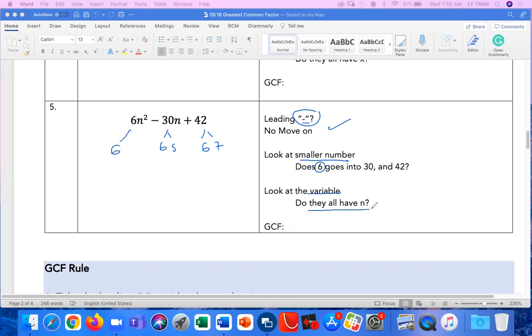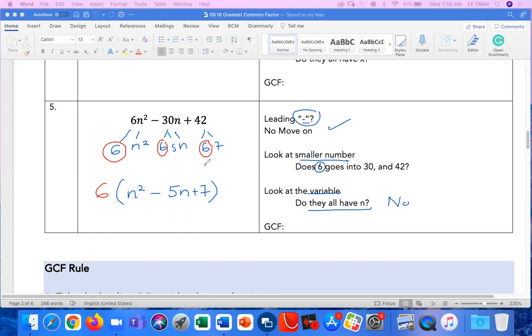Look at the variable. Do all of them have n? No, right? This one has n squared, this one has n, but this one doesn't have n. So for this one, I will not break it down. I just bring it down because there's really nothing to break down here. I will look for a common factor. So this one has 6, this one has 6, this one has 6. Excellent. So the 6 is going to go on the outside. What we're going to have left is n squared. Follow the sign, minus 5n plus 7, and we are done.